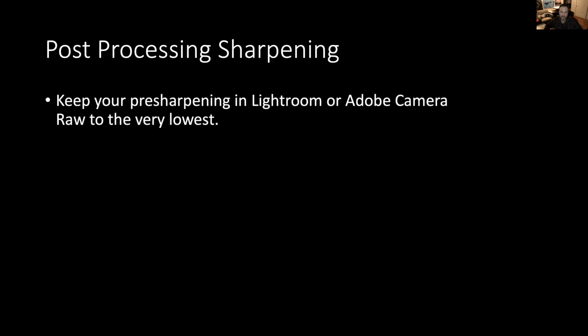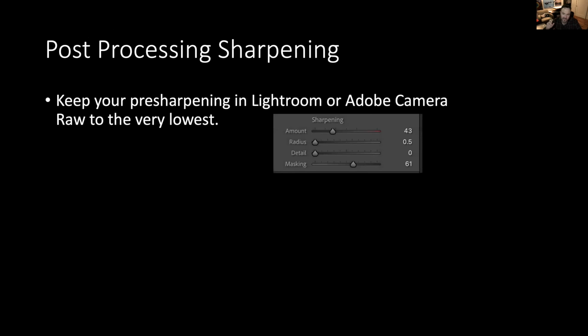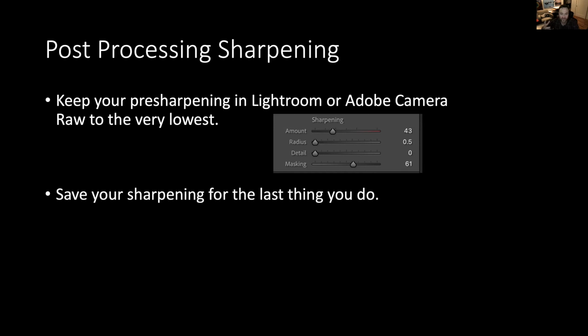So keep the post-processing sharpening. I'll show this again. Keep your pre-sharpening in Lightroom or Camera Raw to the very lowest. This is absolutely crucial. I'm going back right now and reprocessing dozens of images that I'm trying to reprint because I was sharpening in Lightroom. And then what was happening is as I got to the end portion where I needed to resize my images or do specific things, well, I'd already sharpened them. And so I keep my sharpening really, really low, my radius, my detail all the way down, and then I'll adjust my masking all the way through. So that's one thing. Save your sharpening for the last thing you do.